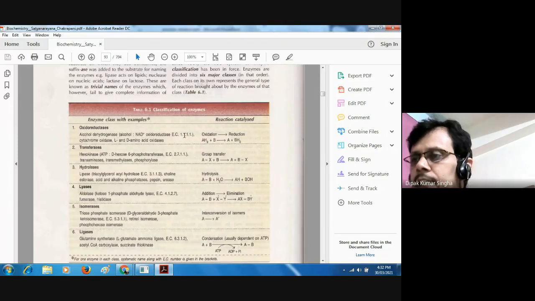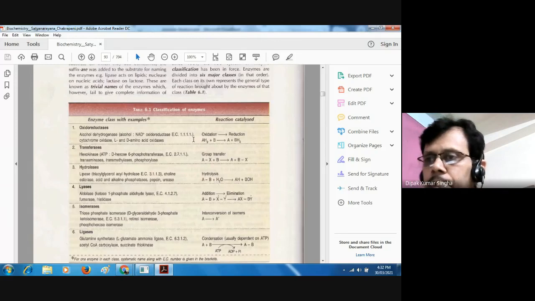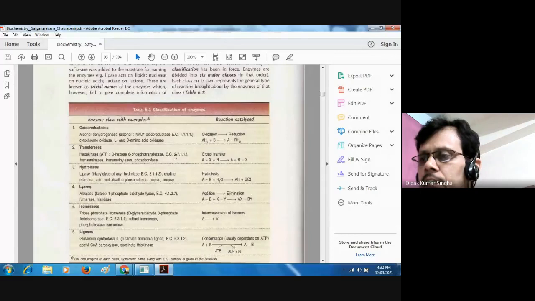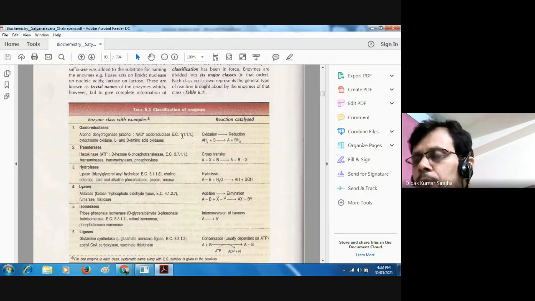Number 2 is the subclass, which changes. Number 3 is the sub-subclass, and the fourth digit is also a subclass. I think you can understand, or any problem? In the case of transferase, the hexokinase EC number is 2.7.1.1. 2 always means transferase. You can remember only position number 1; the 2nd, 3rd and 4th digits you can look up on the internet.